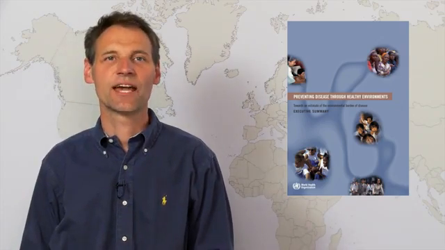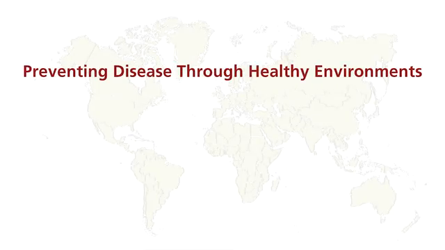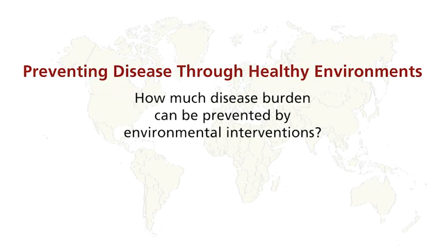Next, let's talk about the estimated global burden of disease linked with environmental factors. In 2006, the WHO published a report titled Preventing Disease Through Healthy Environments. The report addresses the key question: how much disease burden can be prevented by environmental interventions? Considering the part of the environment that can possibly be changed by existing interventions, the report estimated that 24% of the global disease burden was linked with environmental risk factors. This estimate compares well with previous assessments.